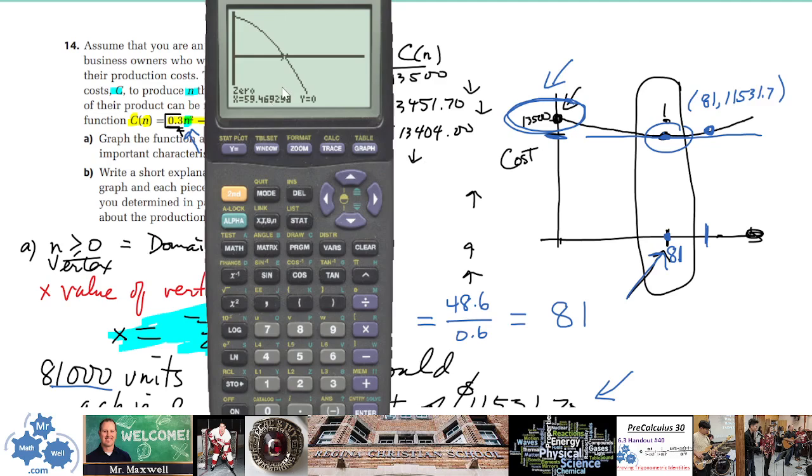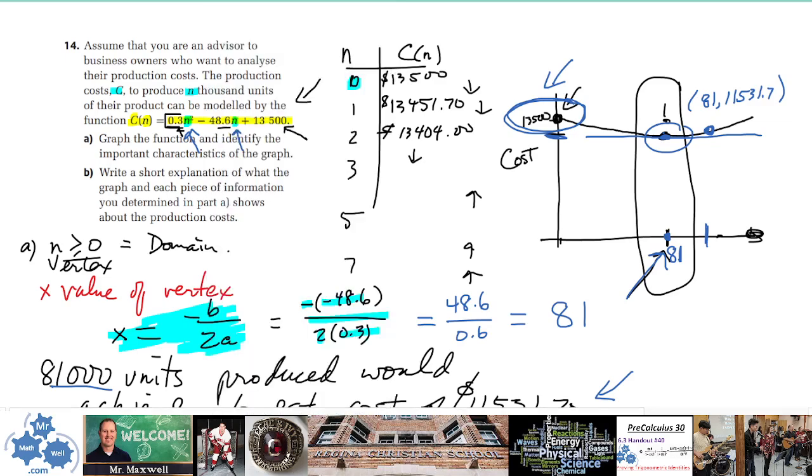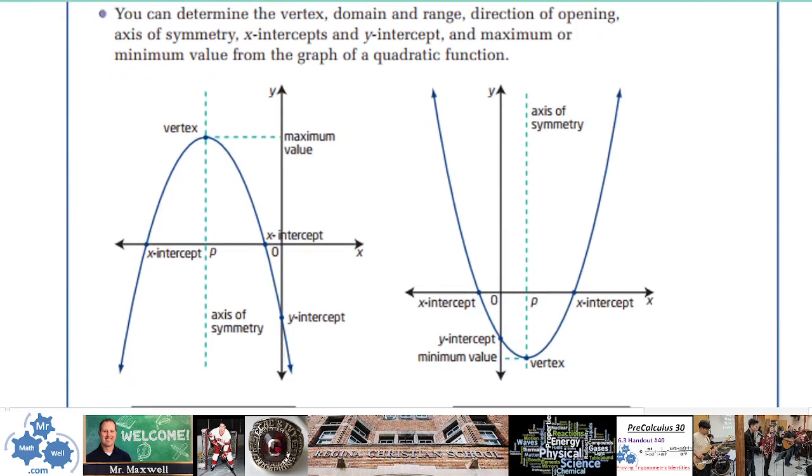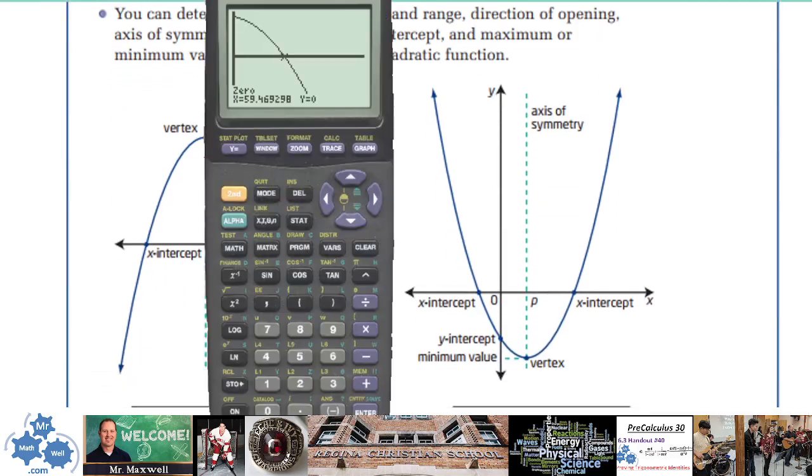This is a new equation, this is not number 14 anymore. Yeah, 0 will find the x-intercepts. If you had two functions and you wanted to find the intersection point, then you would use the intersect option here.